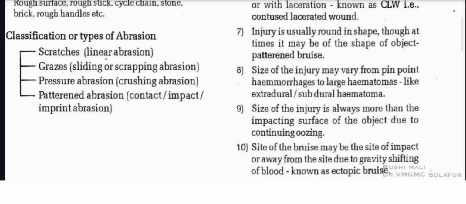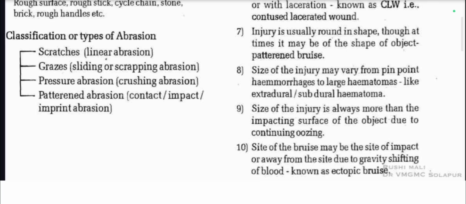It is a very common abrasion because it is caused due to friction between skin and a rough surface. So multiple scratches are there over a wide area. The other names are gravel rash, brush burn, sliding abrasion, and friction burn. Third point regarding graze abrasion: it has a head and tail also. The head is deep and the tail is superficial. Fourth point, it helps us to identify the direction of force.